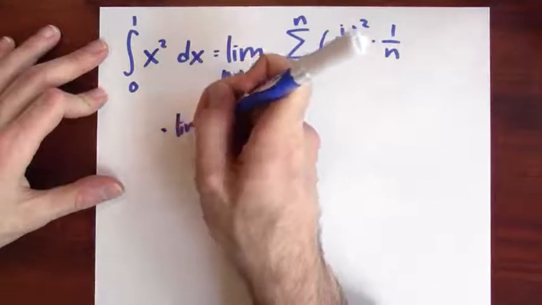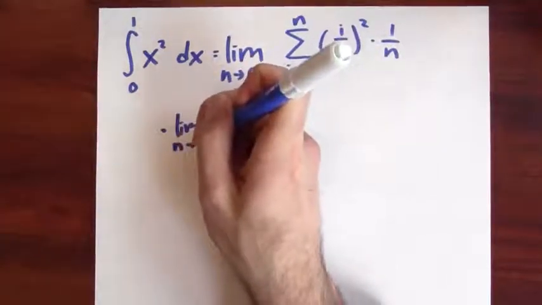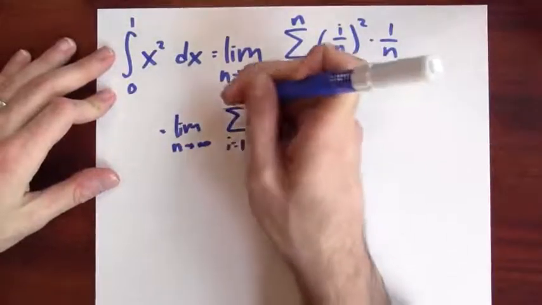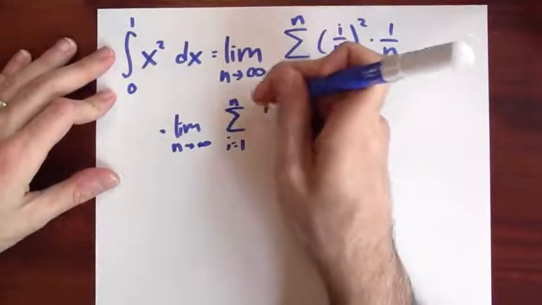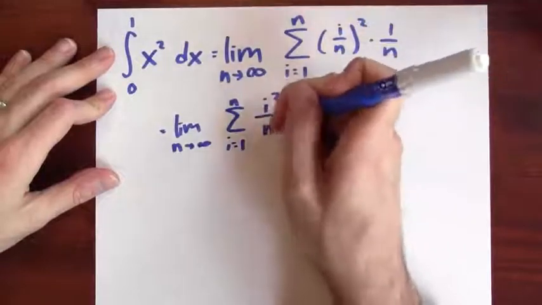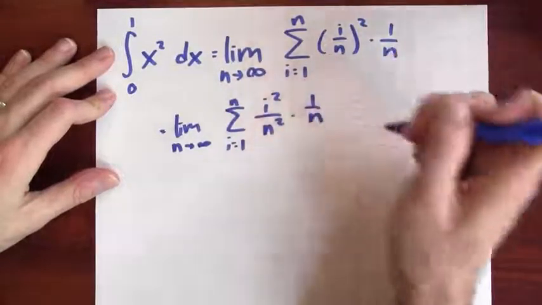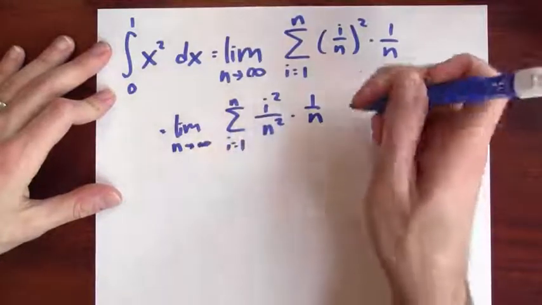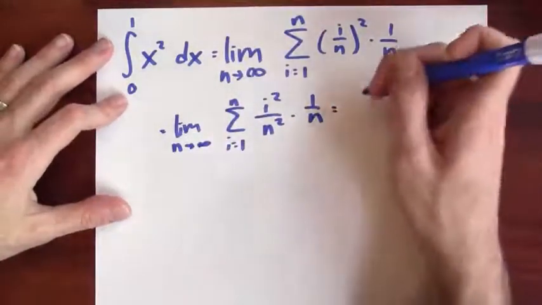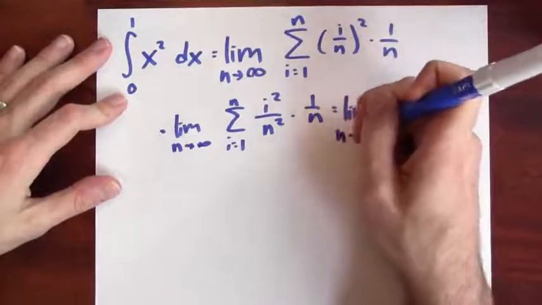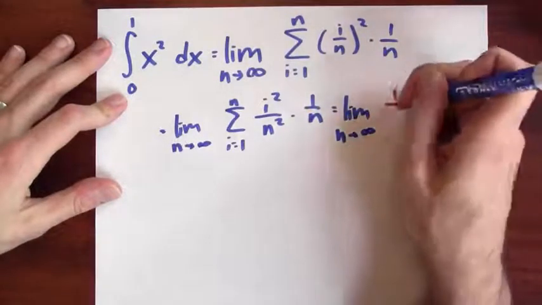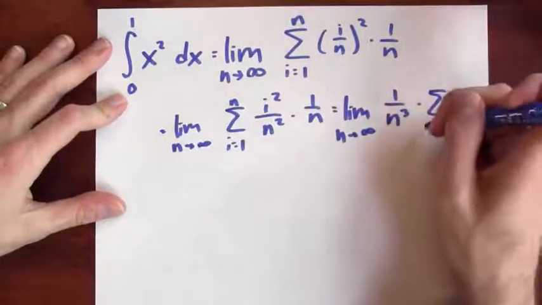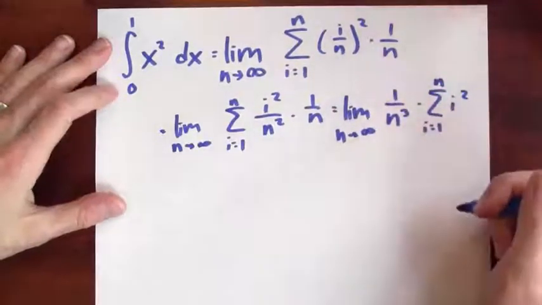Well, this is the limit as n approaches infinity of the sum, i goes from 1 to n, of i squared over n squared times 1 over n. Now n is a constant, so I can pull this out of the sum by using distributivity. This is the limit as n approaches infinity of 1 over n cubed times the sum of i squared, i goes from 1 to n.